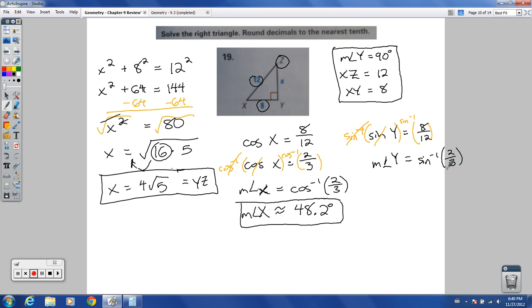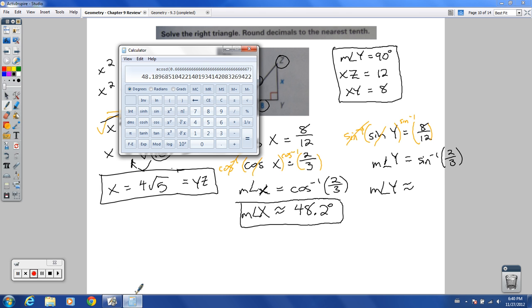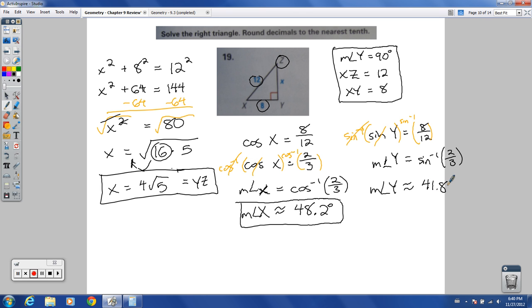And so now we put 2/3 into a calculator, take the inverse sine of that. Once again, we'll clear this out. We've got 2 divided by 3, and taking the inverse sine of that, we get 41.8 rounded to the nearest tenth. And that should make sense because this one plus this one is 90, and the 90 plus the extra 90 gets you the 180 in the triangle that you expected to get.